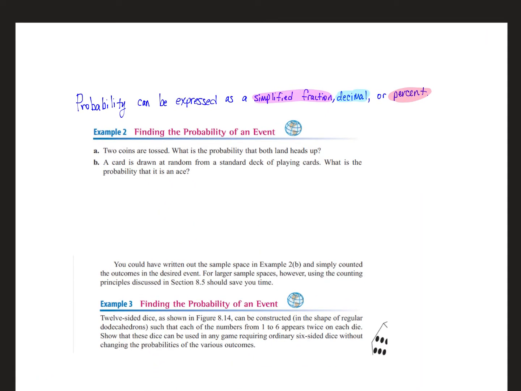Okay. Probability can be expressed, guys, three different ways: a simplified fraction, a decimal, or a percentage. All three of those things are interchangeable. Depending upon how the question is presented to you is how you should answer it. If you start off with fractions, you should end up in fractions. If you start off with a percentage, you should end up with a percentage, unless the directions tell you otherwise.